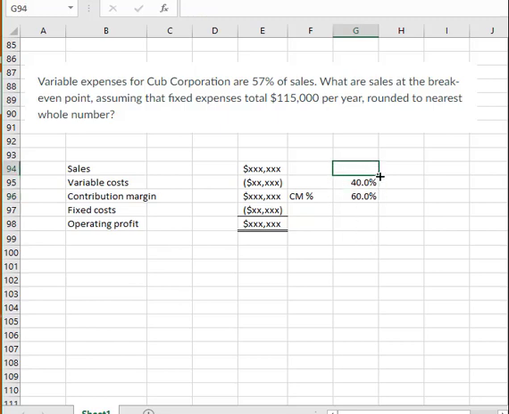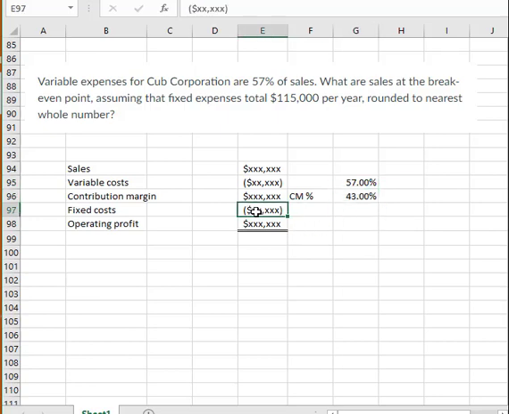All right. So here in this particular problem, they tell you that the variable expenses are 57% of sales. So then we can figure out the contribution margin from that. Since they both add up to 100%, we can tell that this would be 43% here. So that adds up to be 100%.